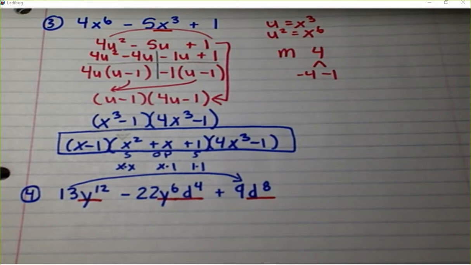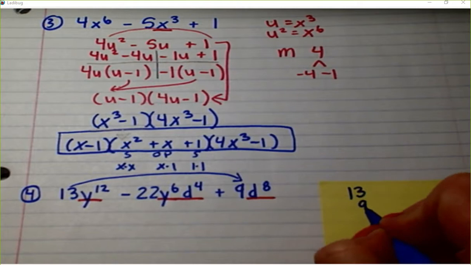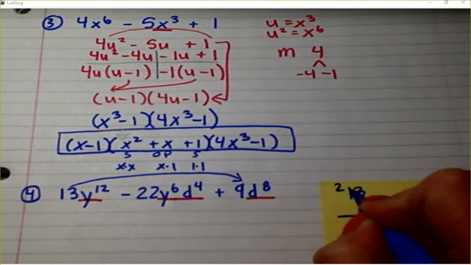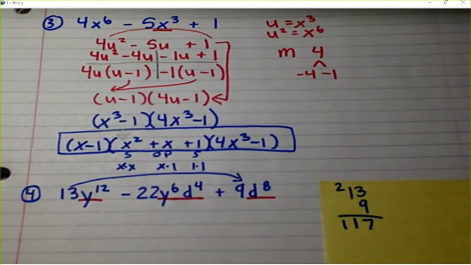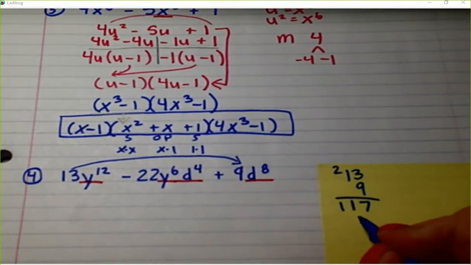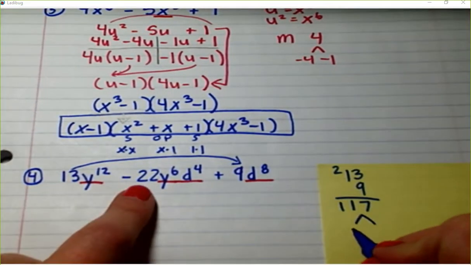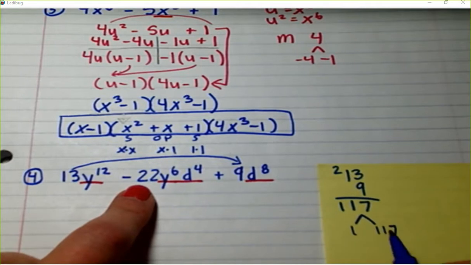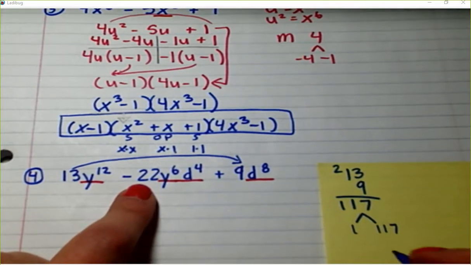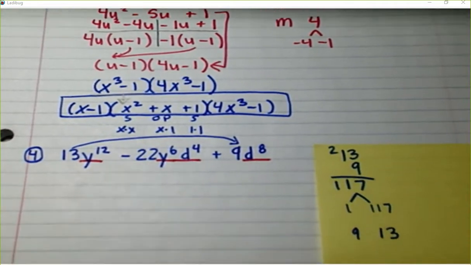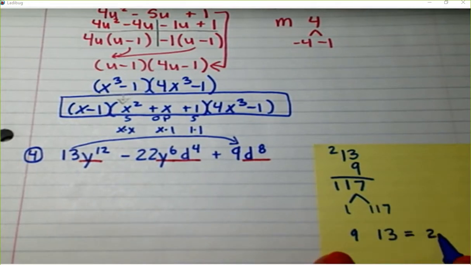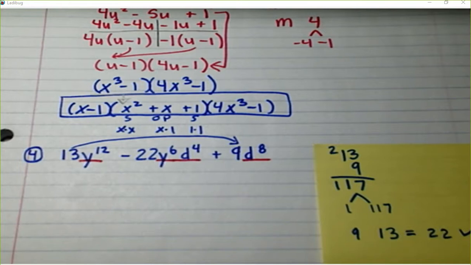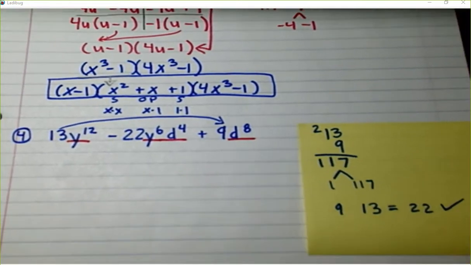So 13 times 9. Okay, so let's try. 13 times 9 is 117. And can I add to 22? Well, I don't really know what numbers multiply to 117. But I do know that 9 and 13 are one of them. If I just use them, these things actually get to 22. Okay, so I have two numbers that will work.